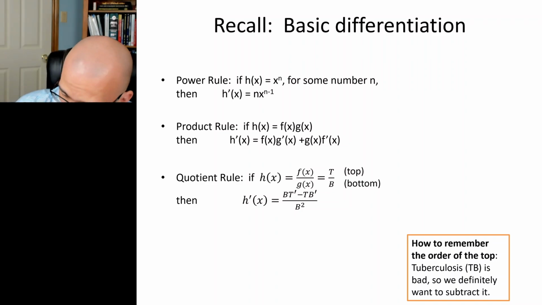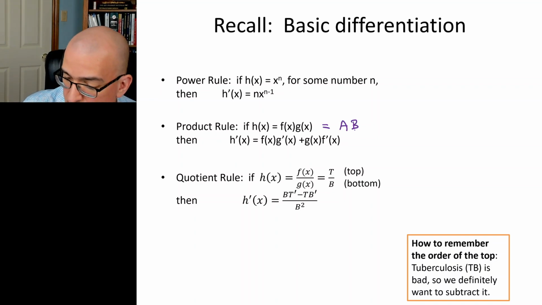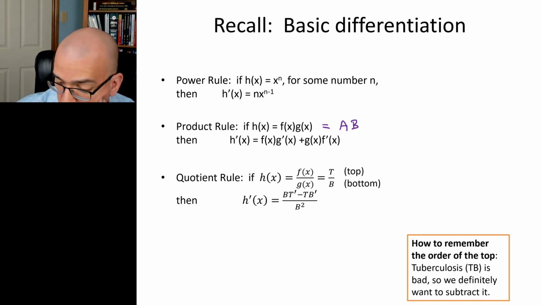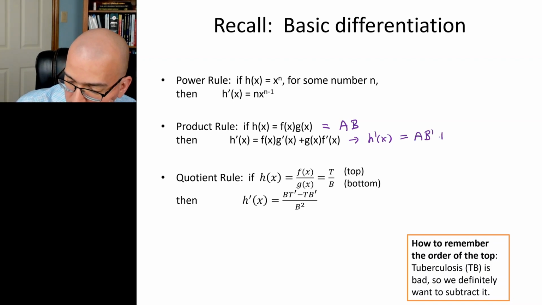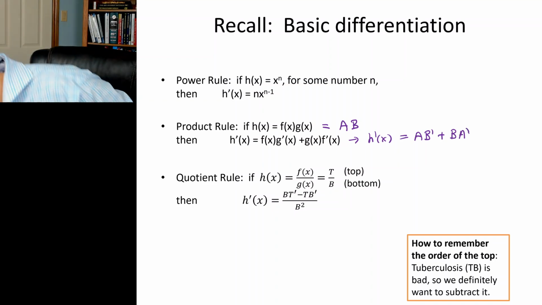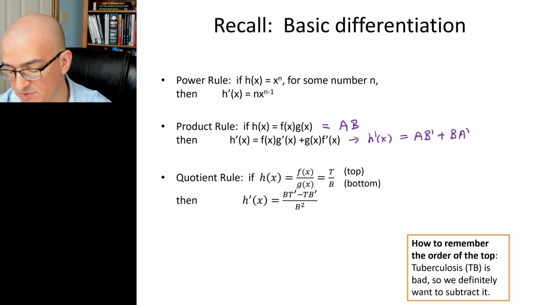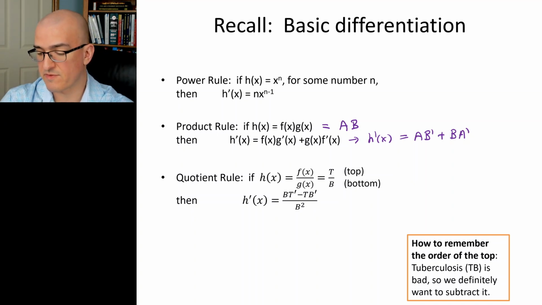Also, for the product rule, it's worthwhile relabeling it as a times b. First function, call it a. The second function, call it b. Then h prime of x will be a b prime plus b a prime. First function times the derivative of the second, plus second function times the derivative of the first.